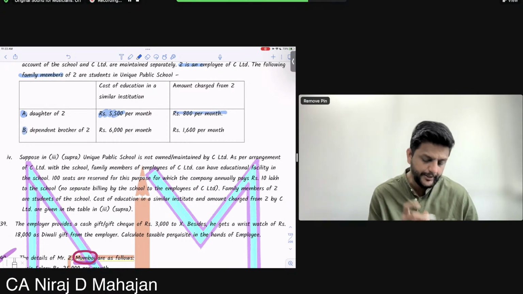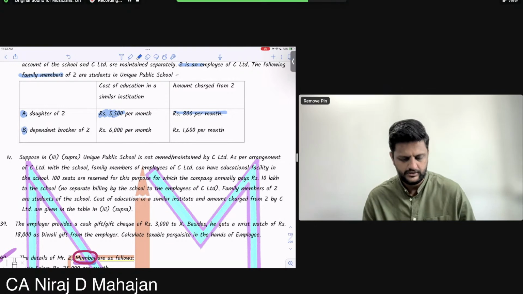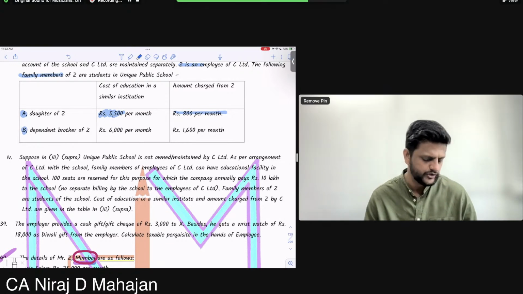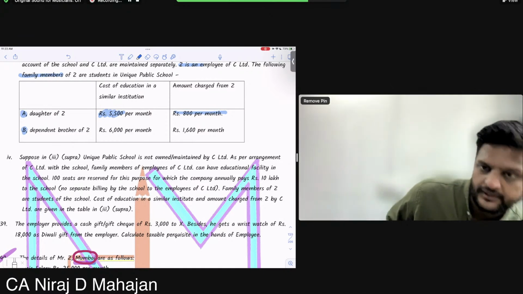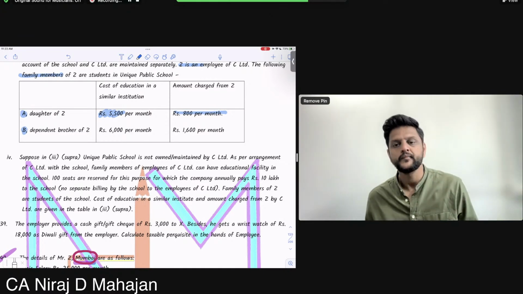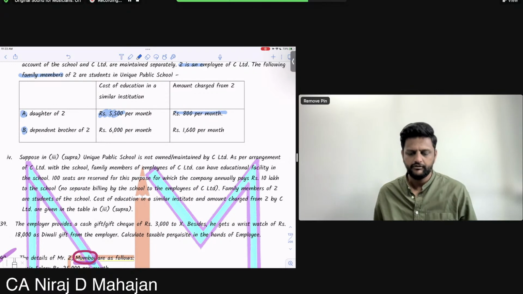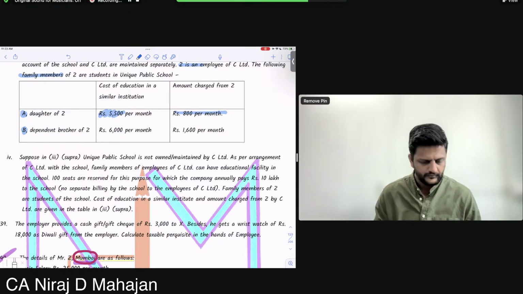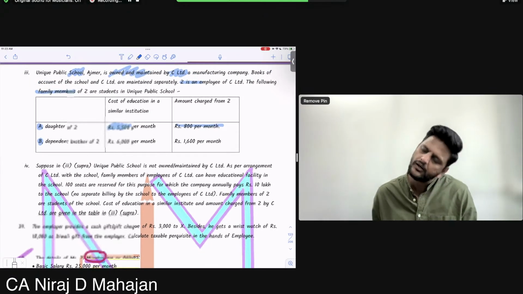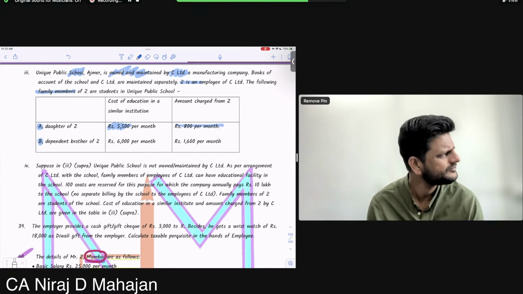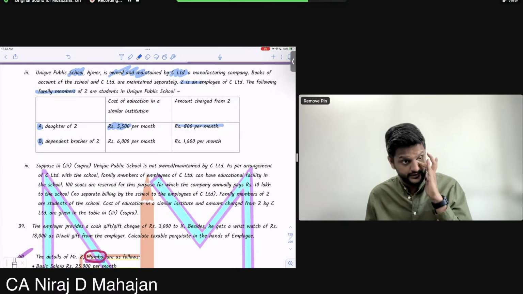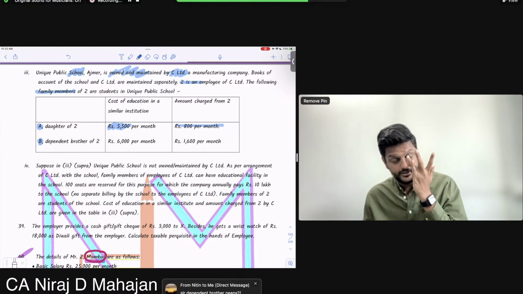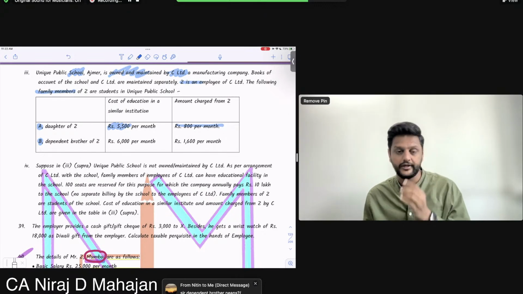Then B, dependent brother of Z. His cost is how much, children? Fair market value 6,000, but charged how much by employer? 1,600 per month. Yes, everybody. Fine. In that case, what is the value of perquisite? Fair market value? Yes or no? And exempt up to rupees 1000 per month per child.